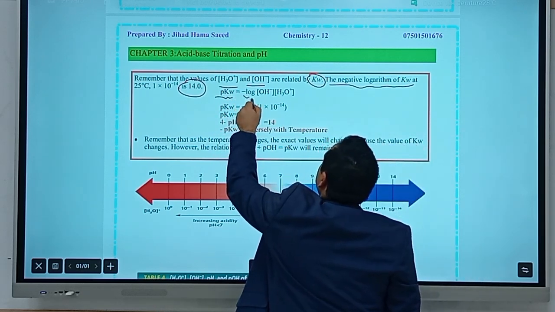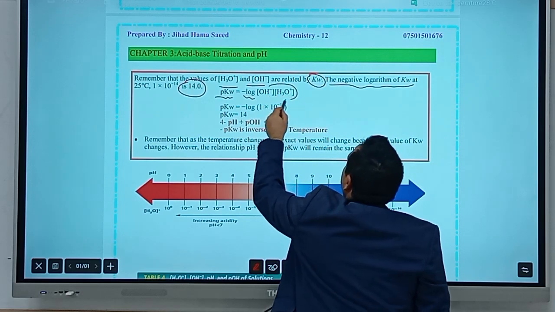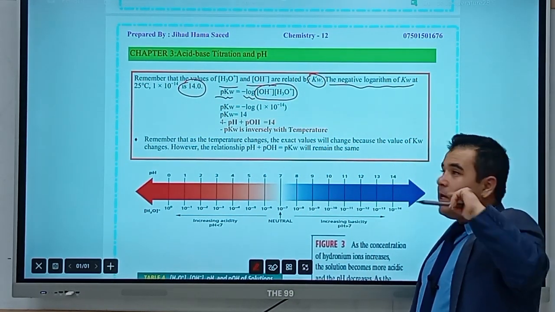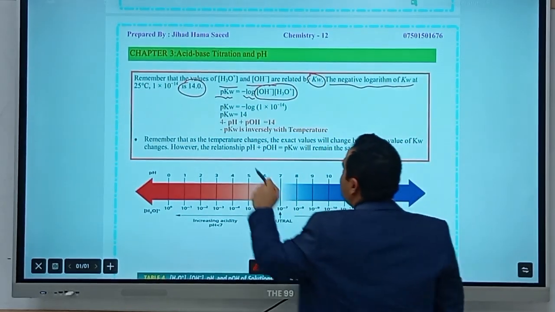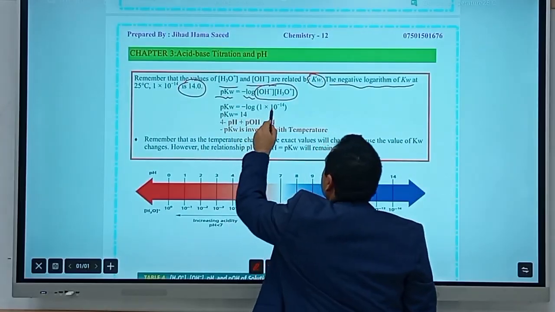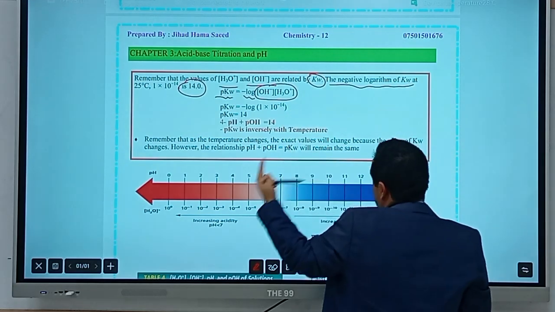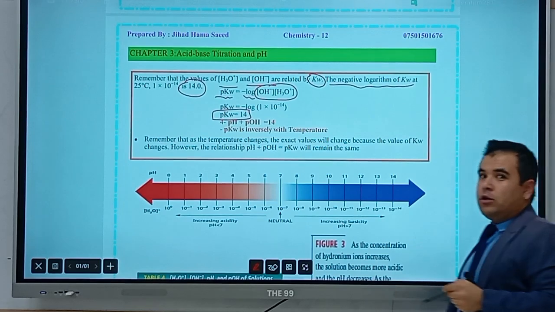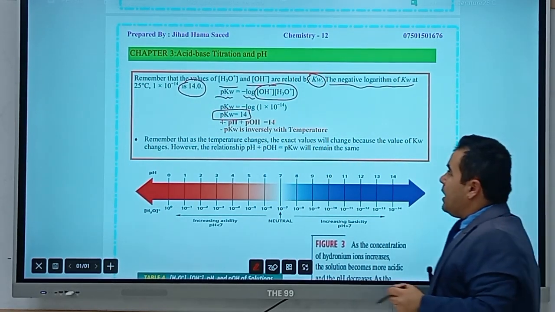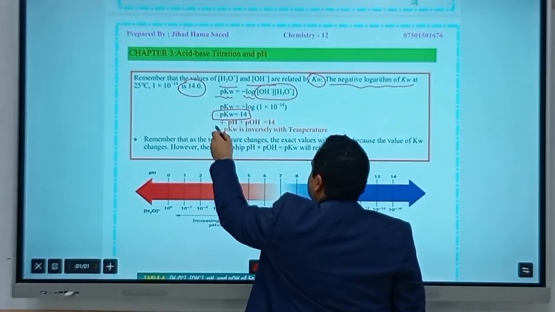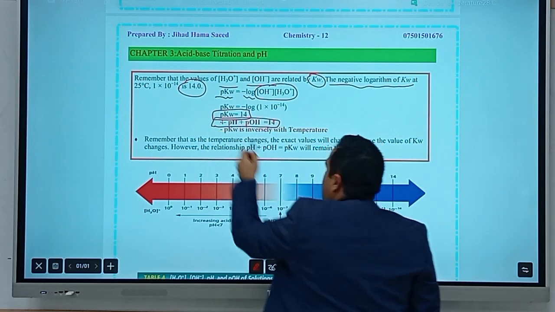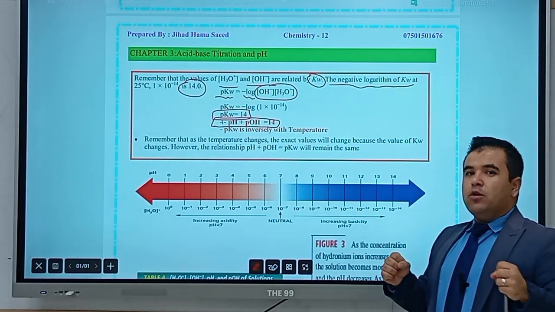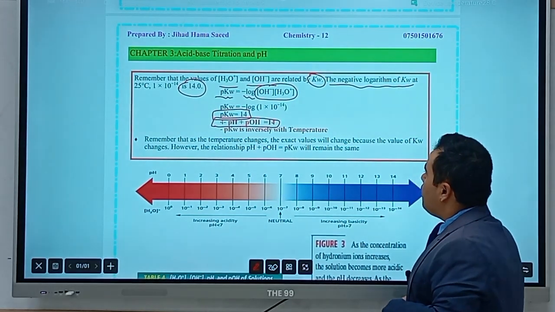So pKw is equal to the negative logarithm. Instead of Kw, we can write down hydronium multiplied by the hydroxide, because this is equal to the Kw value. And pKw is equal to minus log of 10 to the power minus 14 at 25 Celsius, of course. And pKw is equal to 40 at 25 Celsius. The fourth equation can be stated as that pH plus pOH always is equal to 40. pH plus pOH always is equal to 40.